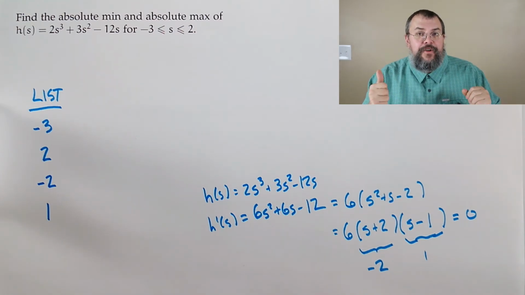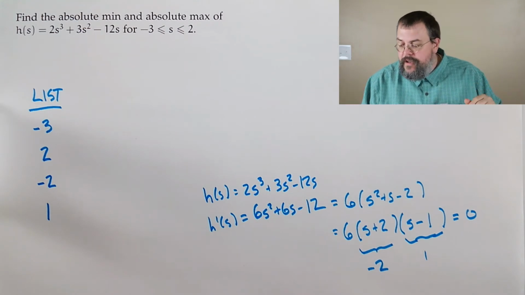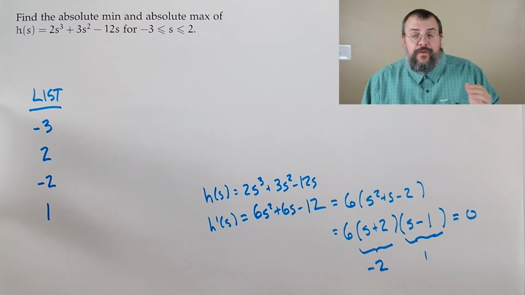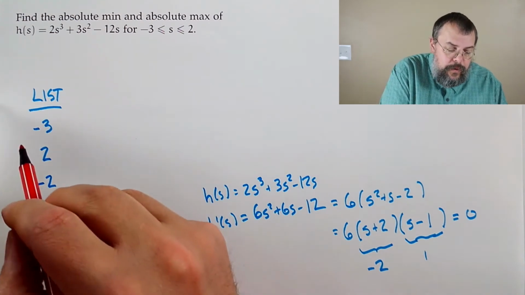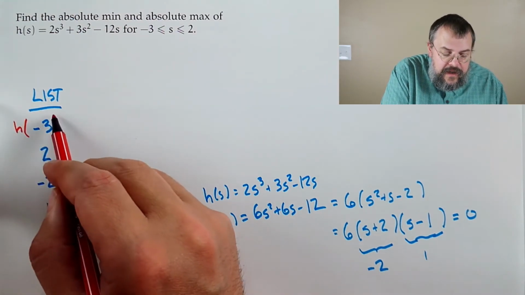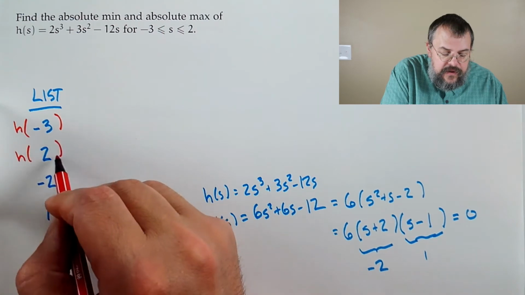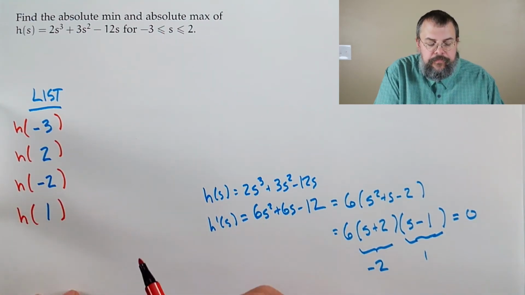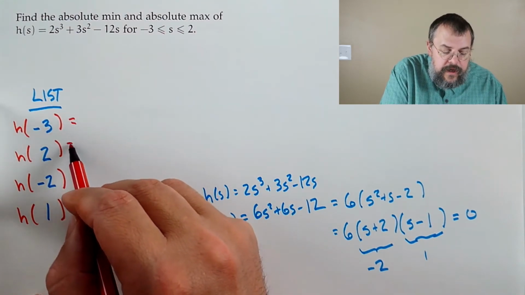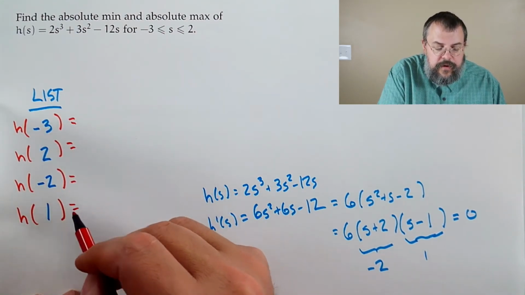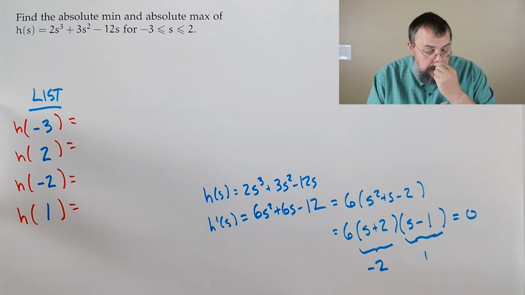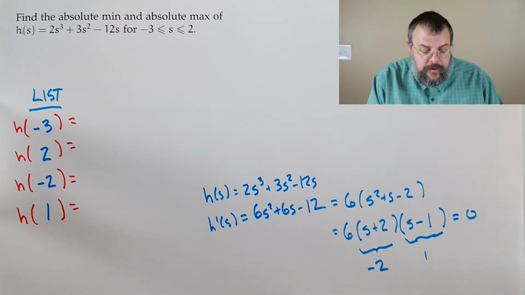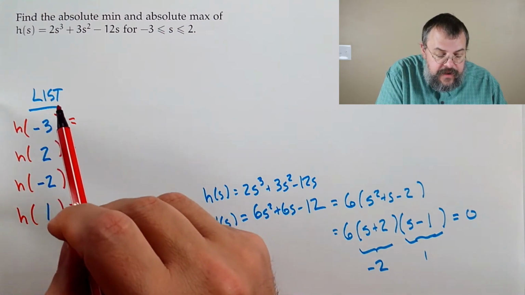We got our boundary, took our derivative, life is good. We're going to plug all of these points into our function. So we need now to compute h of negative 3, h of 2, h of negative 2, and h of 1. Now hopefully we'll get things which are reasonable to work with. So maybe, maybe not. So some space for doing some computations here.